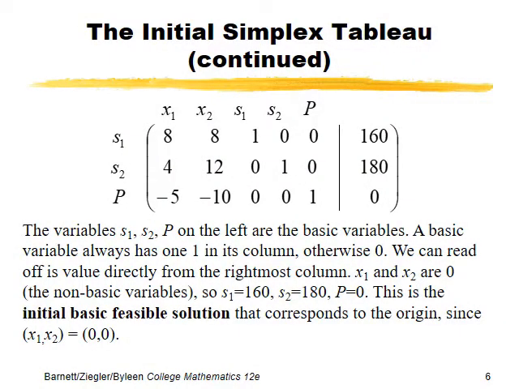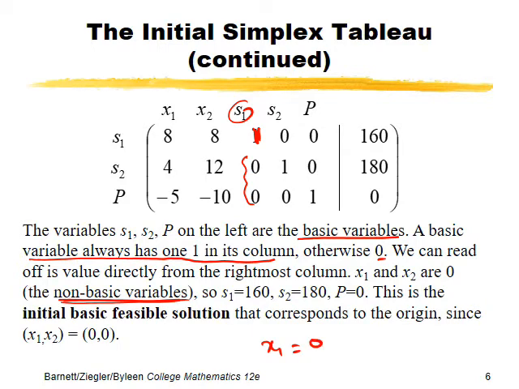Here you can see the variables S1, S2 and P on the left are the basic variables. Why are they basic variables? A basic variable always has 1 in its column, otherwise 0. We can read off its value directly from the rightmost column. X1 and x2 are 0 because we always assign the value 0 to our non-basic variables. So x1 equals 0, x2 equals 0, and we get S1 is 160, S2 is 180 and P is 0. That is the basic solution.